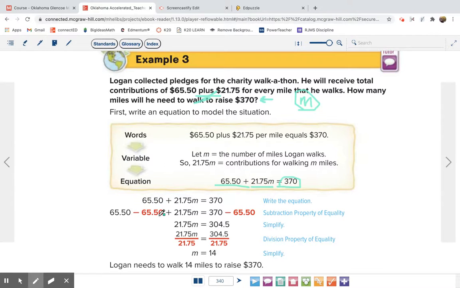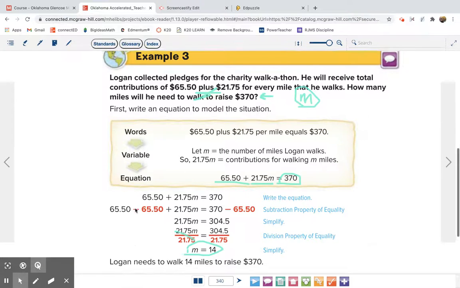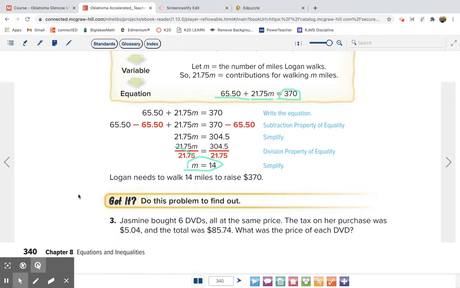So we would subtract $65.50 from both sides, then we would divide by 21.75 from both sides, and M would equal 14. So he would need to walk 14 miles to raise $370. Okay, so last problem of the day. I want you to try number 3, and then I will go over it with you.